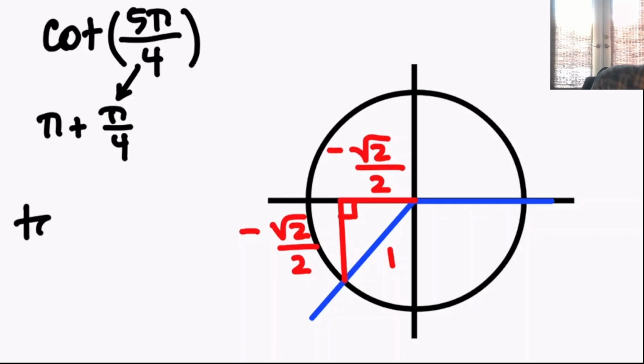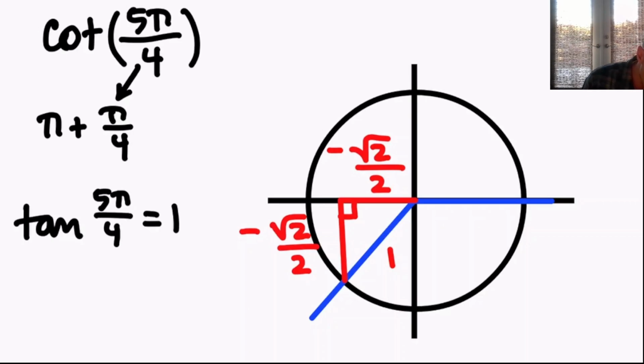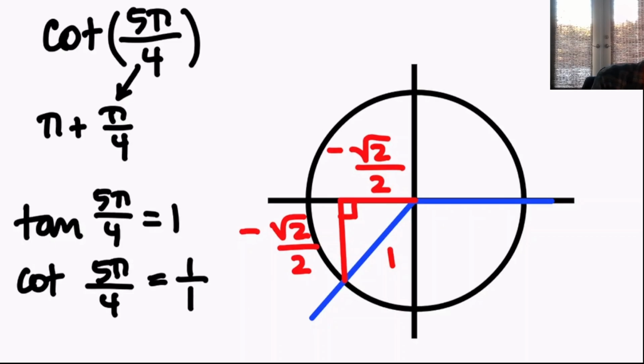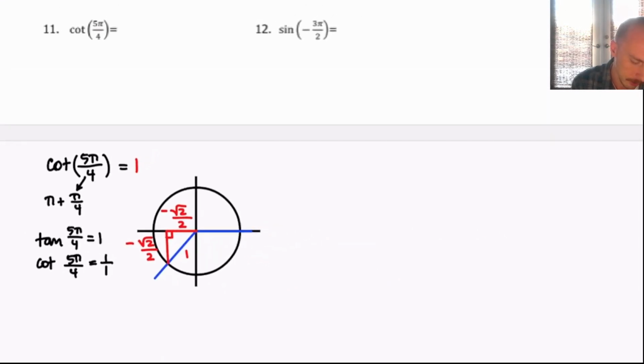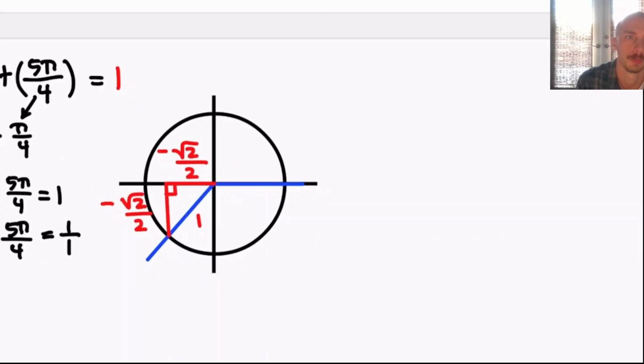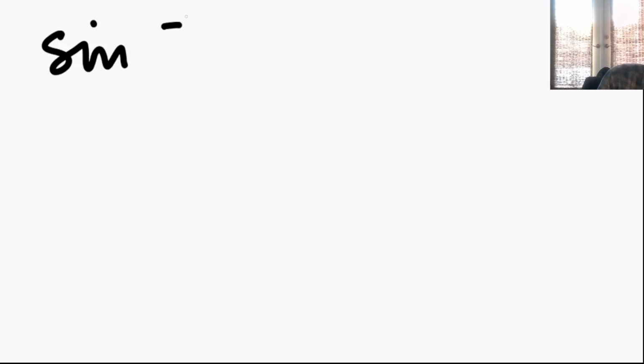So I'm going to say tangent of 5 pi over 4 equals positive 1. As a result, I know that cotangent of 5 pi over 4, I'm just going to put 1 over that. Okay, 1 over 1. Okay, that's just equal to 1. Okay, and then the other one, I'm just going to take a peek. Sine of negative 3 pi over 2. So I'm taking sine of negative 3 pi divided by 2.